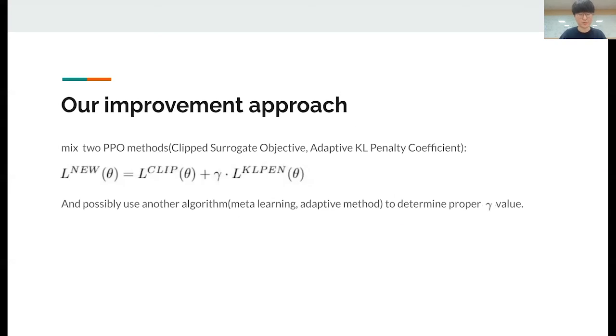While there are some follow-up papers, we found that a simple variant of PPO was not tried. So we proposed mixing 2 PPO methods, the clipping and the adaptive KL penalty coefficient. We want to test whether a linear combination of 2 loss functions can outperform the original PPO methods. Furthermore, we are willing to apply several algorithms used in machine learning, such as meta-learning and adaptive methods, to determine the best gamma value.